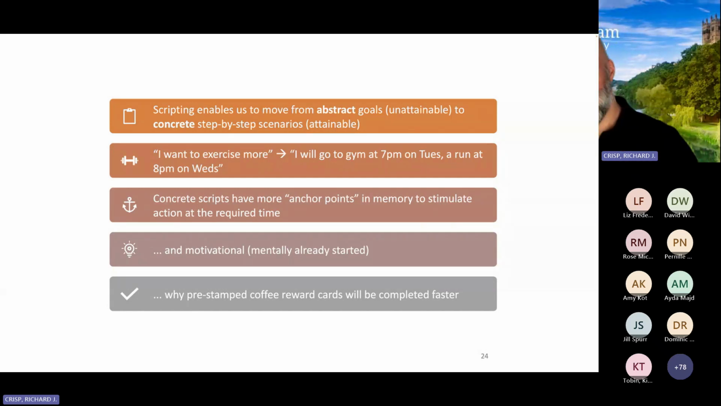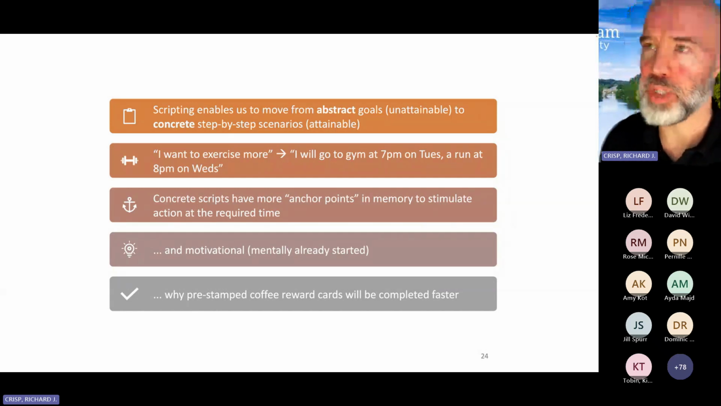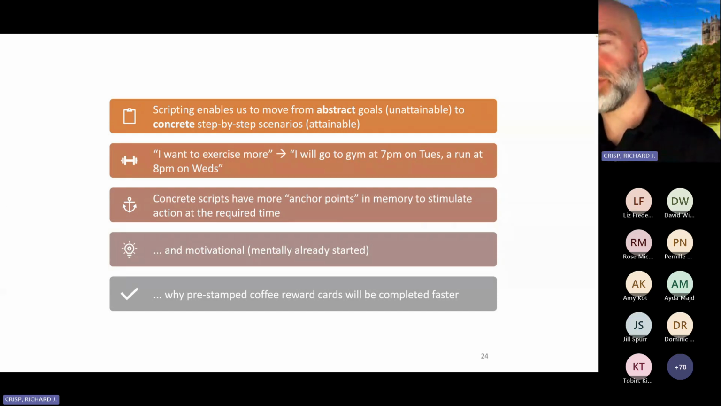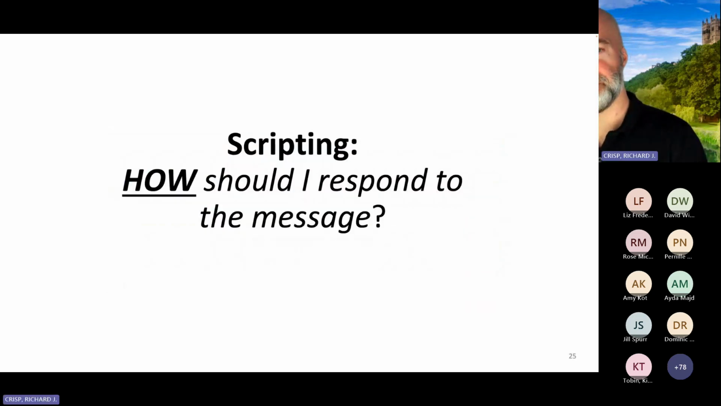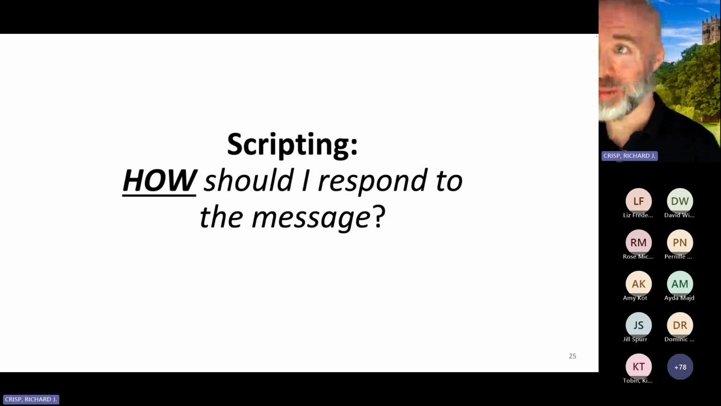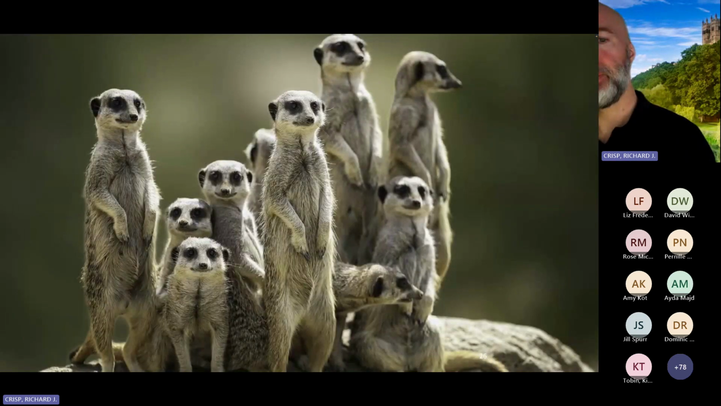So scripts serve as scaffolding for the behaviour change that we want to achieve. Giving people those concrete steps and helping them every step of the way is a key part of enabling persuasive communication. I like to think of scripting as answering: how should I respond to the message? So you've got them to pay attention, you've got them to think, yes, I agree, I need to do something, but you still have to give them a scaffolding, you still have to help them along that journey. That's what scripting is about.